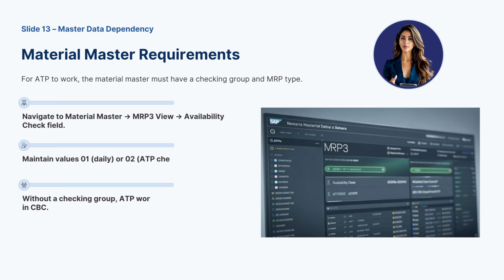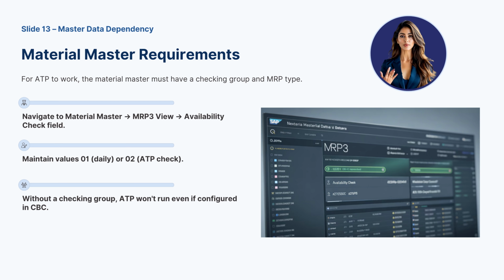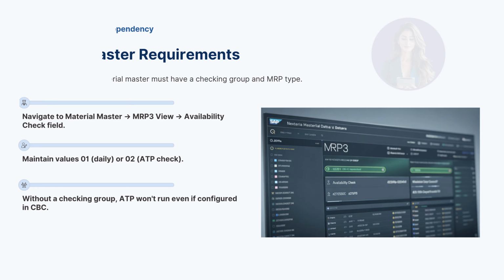Master data dependency. ATP configuration won't work without proper master data. In the material master under the MRP3 view, ensure that the availability check field has a value such as 01 or 02. This activates ATP for that material. Without it, even if ATP is configured in CBC, the system will not perform availability checks.